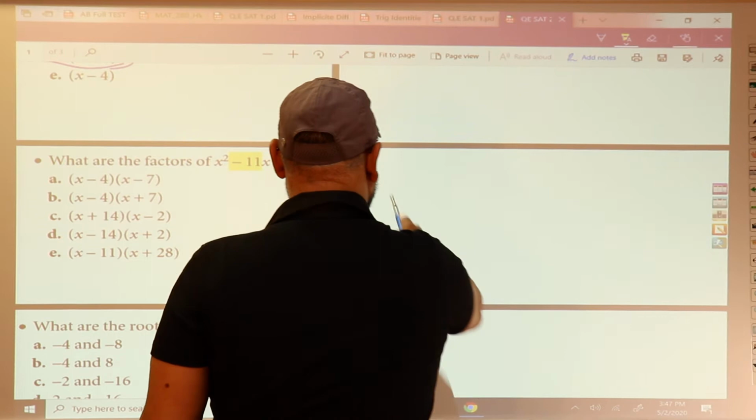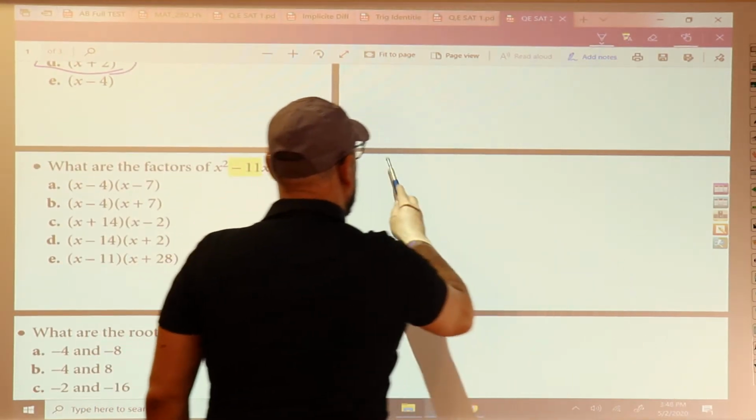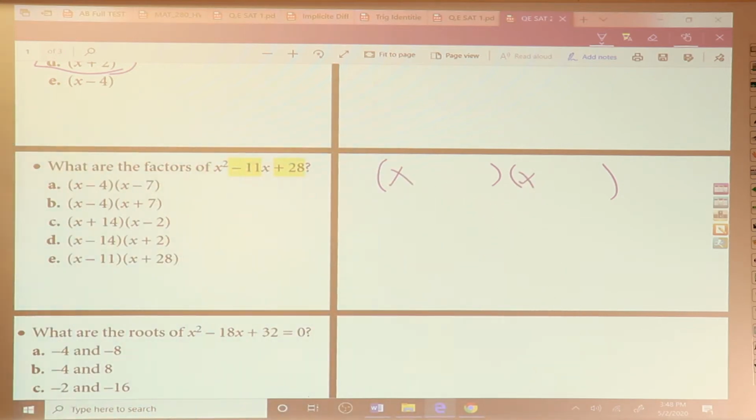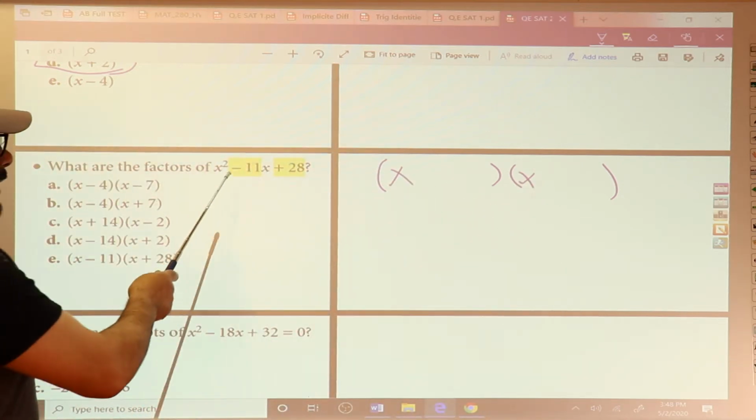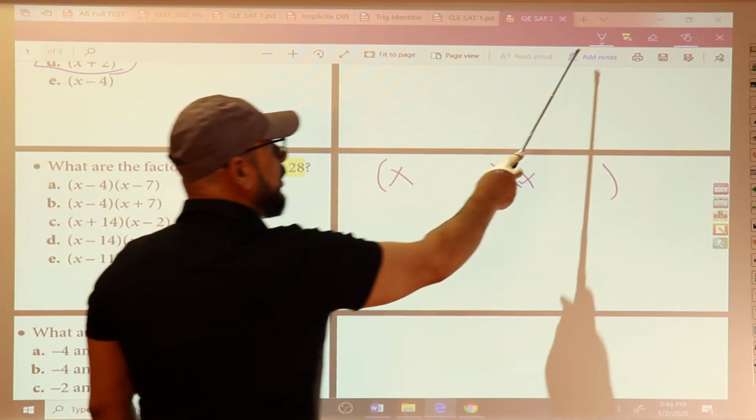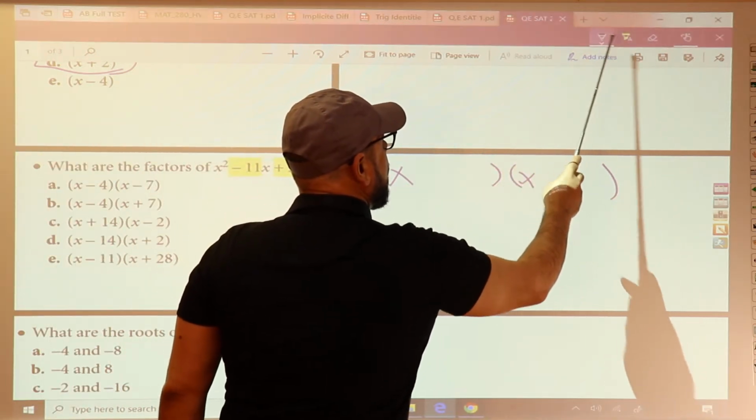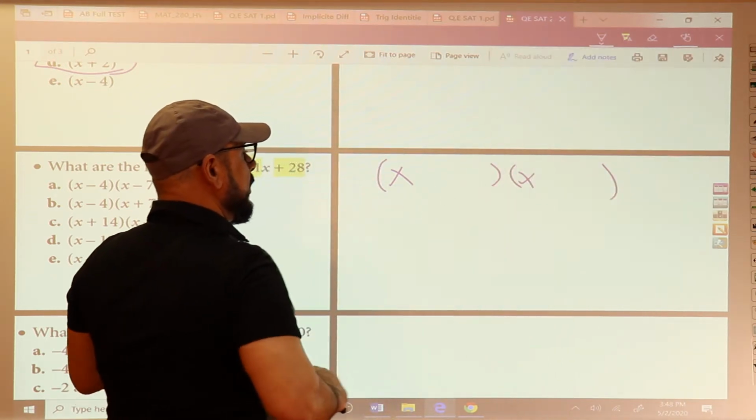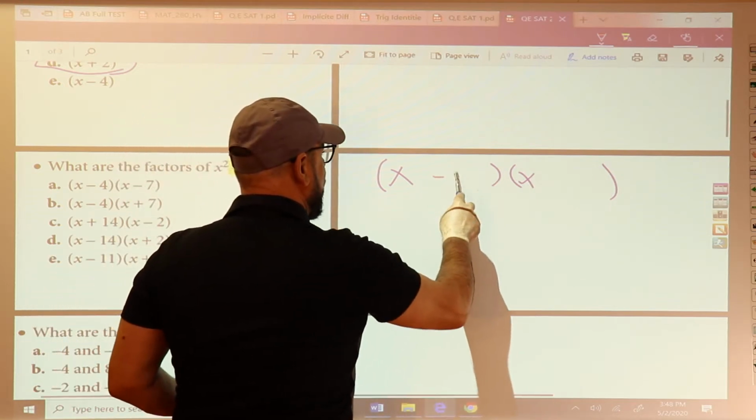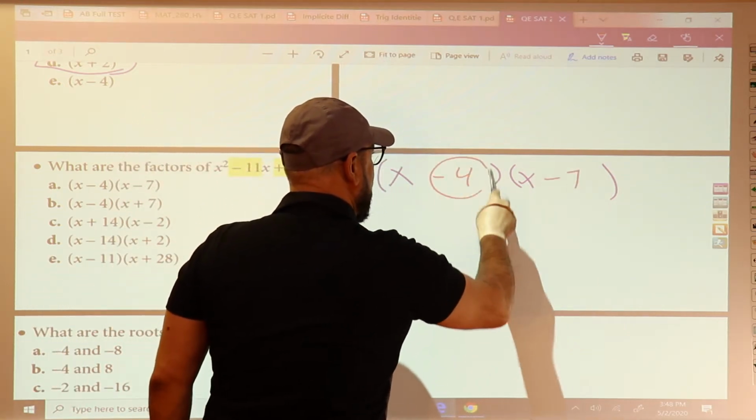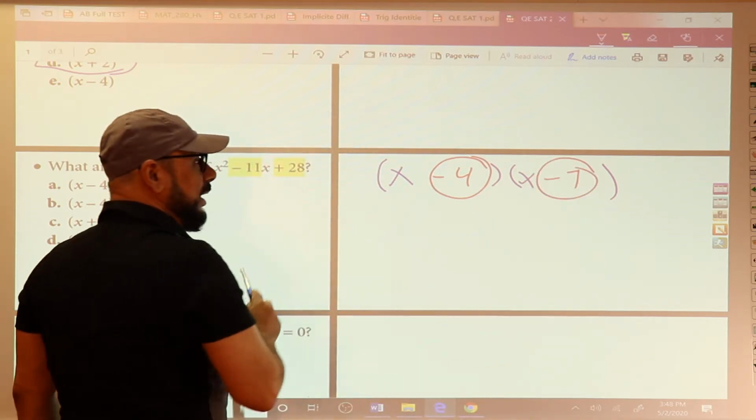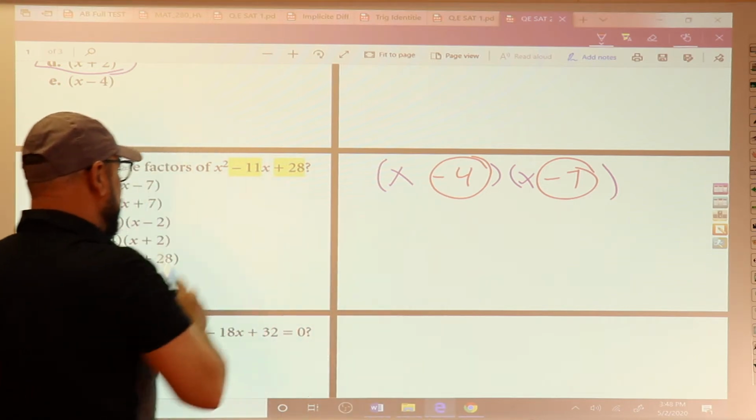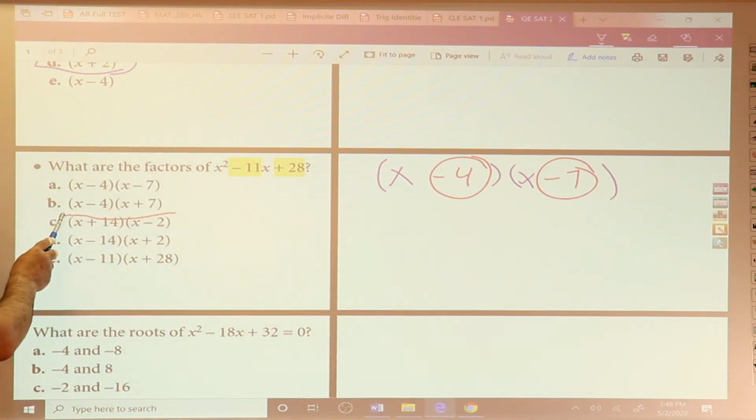Now we need two numbers, x and x. Two numbers multiplied to 28 add up to negative 11. Which is negative 4 and negative 7. He said negative 4 and negative 7, which is good, you're right. To make sure that your answer is right, add negative 4 and negative 7, gives you negative 11, right? And multiply them, will be 28. The first one.